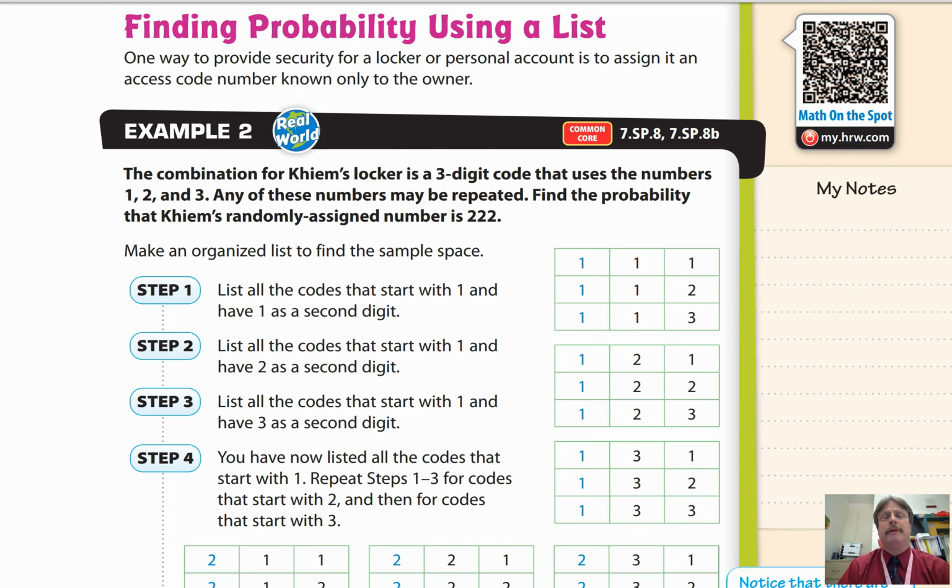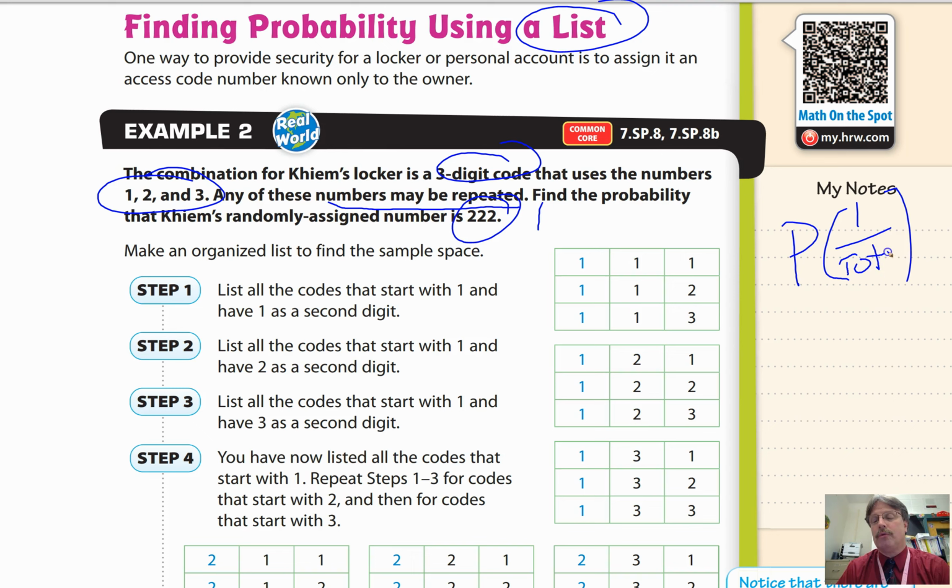Another way we can look at probabilities is using a list, and we have this security code example to help us understand that. The combination for Kiam's locker is a 3-digit code that uses the numbers 1, 2, and 3. Any of these numbers may be repeated. Find the probability that Kiam's randomly assigned number is 222. Well, off the top of your head, there can only be one 222. So we already know the probability is going to be 1 out of something. What we need to do is find out what the total is.